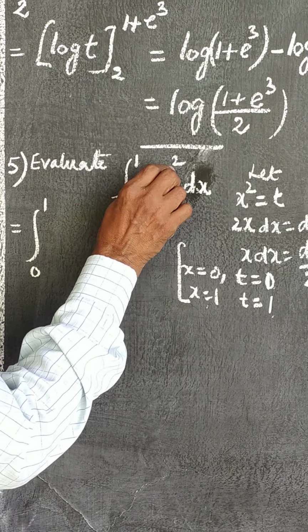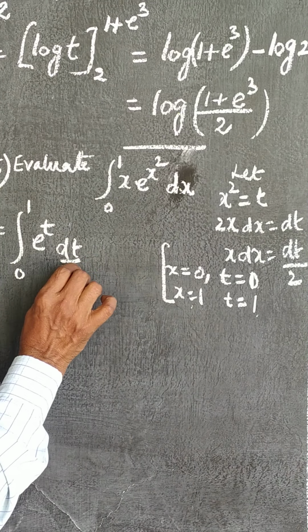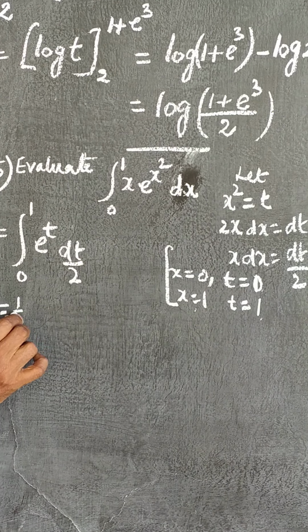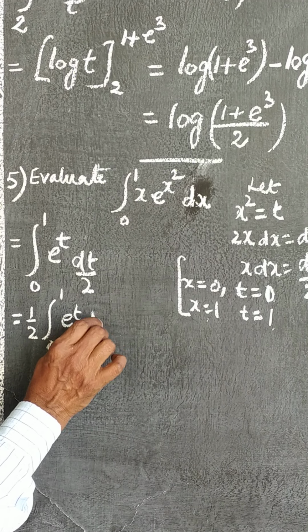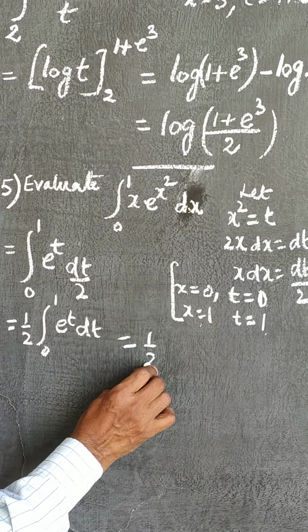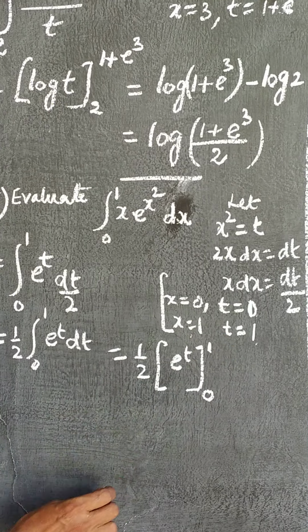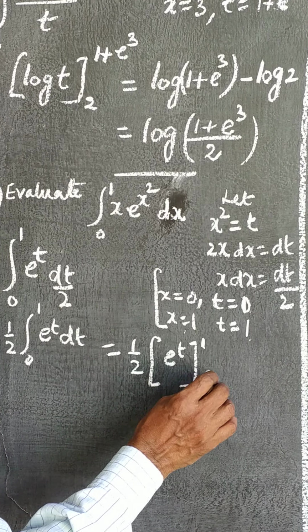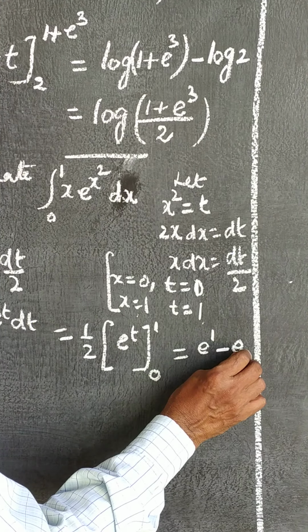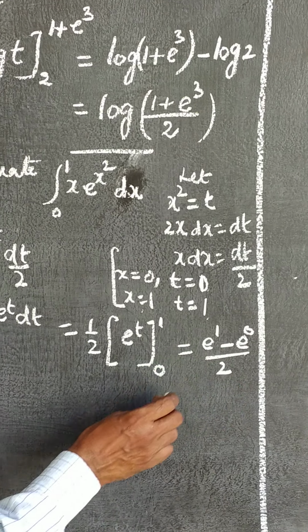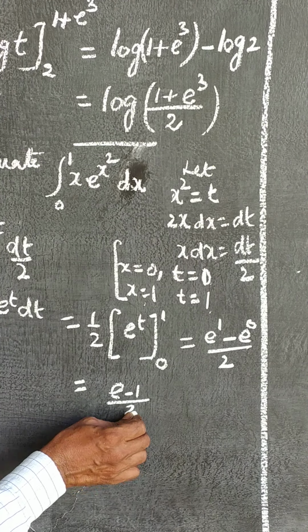And this becomes e power t, x into dx, that is dt by 2. This is 1 by 2 into the integral of e power t dt, which is equal to 1 by 2 e power t, lower limit 0, upper limit 1. The answer for this is equal to e power 1 minus e power 0 by 2, that is nothing but e minus 1 by 2.